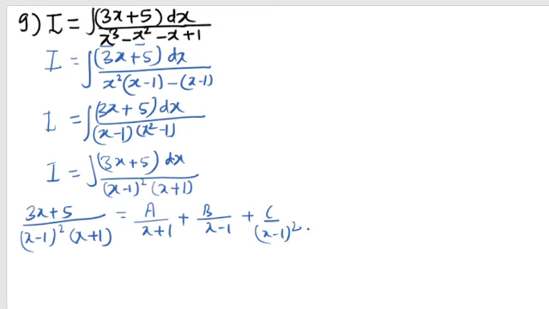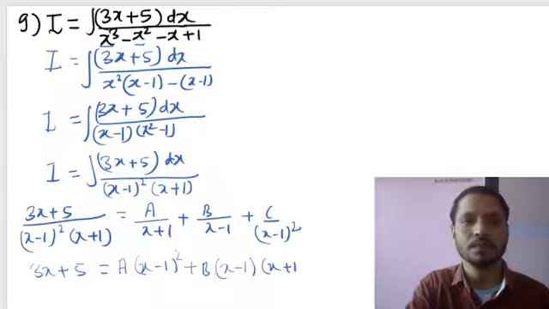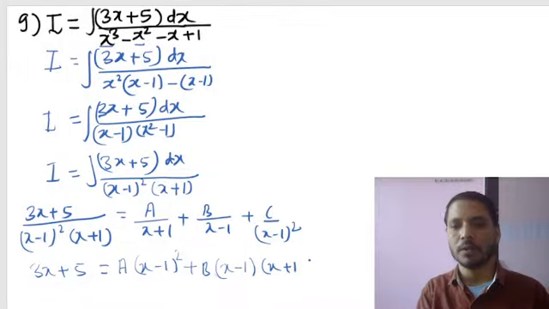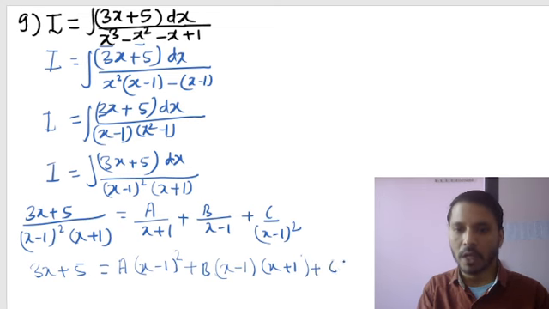Right, now we are going to simplify all the parts. That means it will become 3x plus 5, and this is equal to a into what? So a into x minus 1 whole square, and here b into x minus 1 is there, that means b into x minus 1 as well as x plus 1 both will come. Here, is the video visible or not? For c, what will come? For c, actually x minus 1 whole square, that means only x plus 1 will come, right?